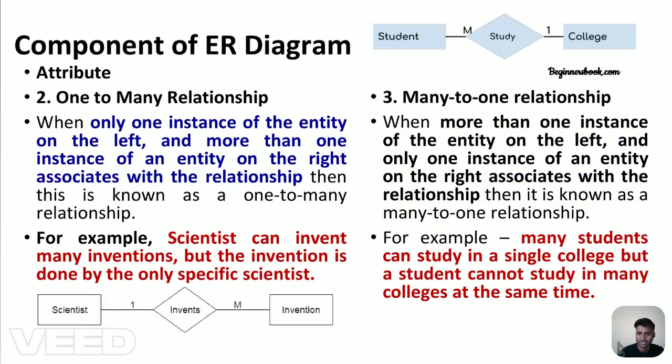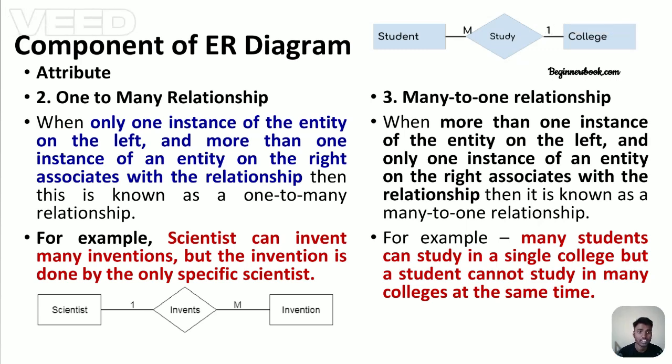Then next is the one to many relationship. Let's understand with an example only. When only one instance of an entity on the left and more than one instance of an entity on the right associate with the relationship, then this is known as a one to many relationship. Like in this example, a scientist invents many inventions. One scientist can invent many inventions. So in this case, one to many is the relation between scientist and invention.